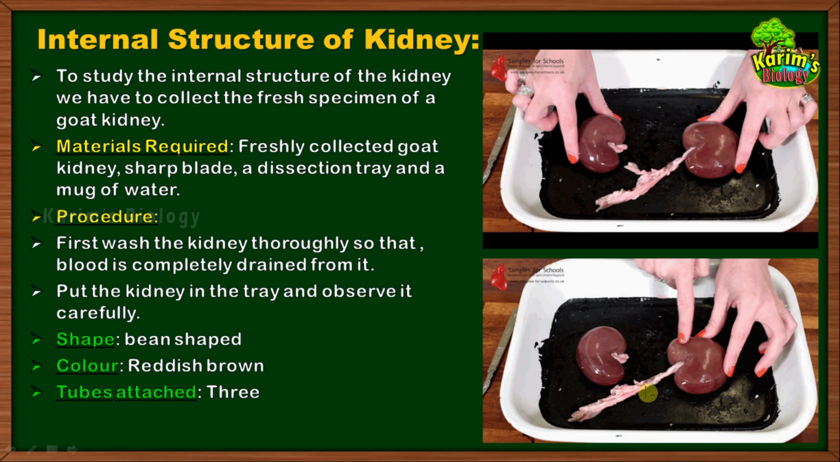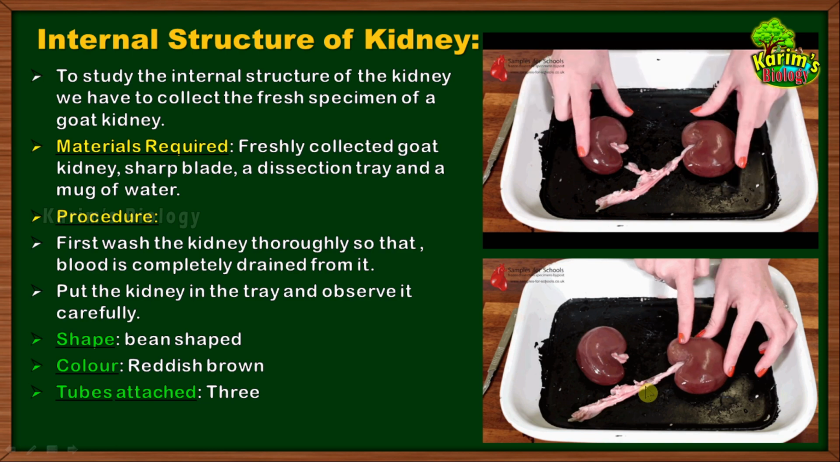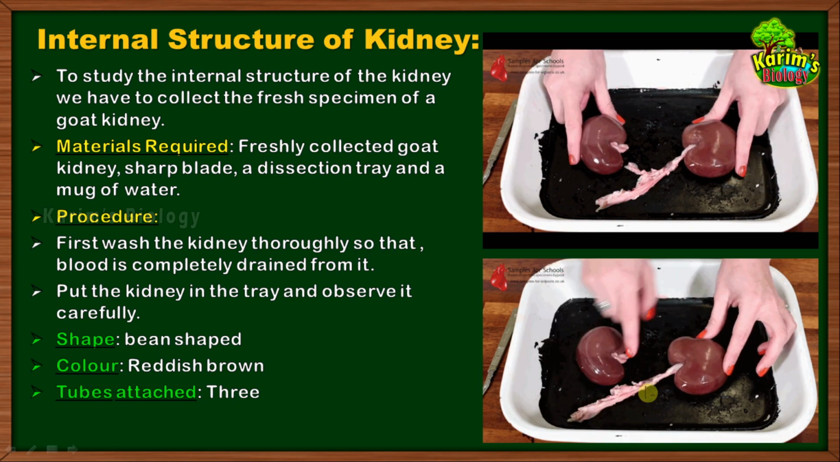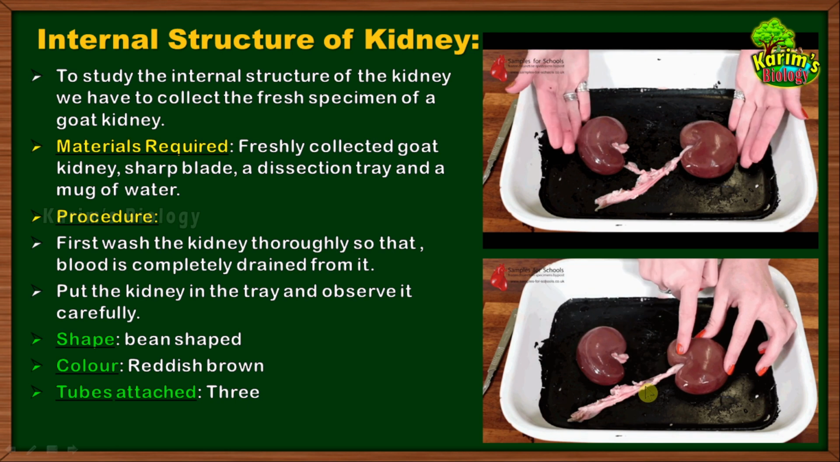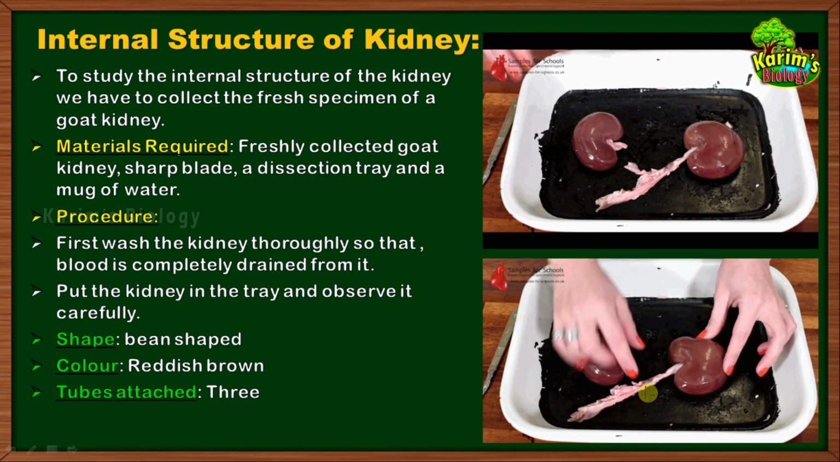So these are the 3 tubes attached to the kidney. What are they? Come again. The first one is the renal artery, which takes the blood into the kidney. The second one is the renal vein, which brings the blood out of the kidney. And the third one is the ureter, which collects the urine and takes it to the urinary bladder.